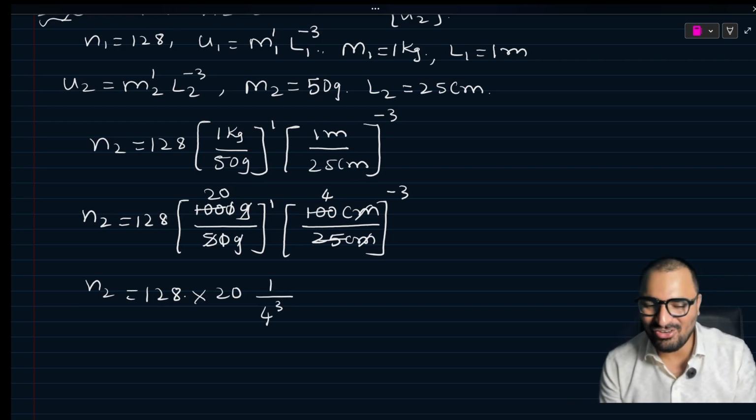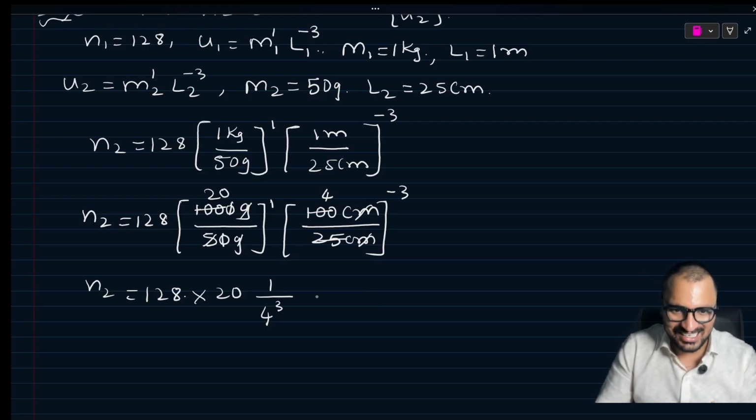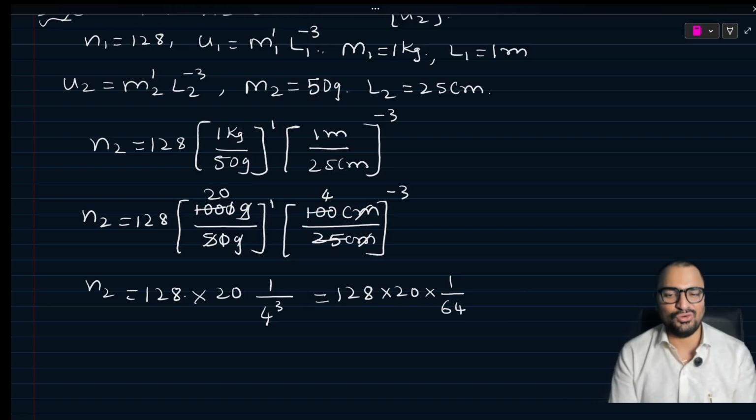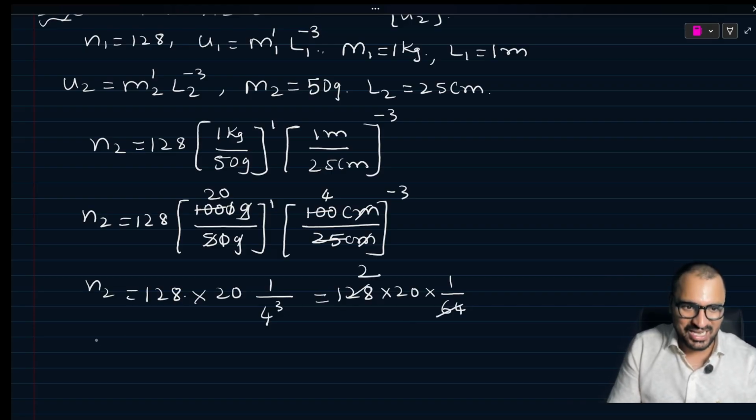What is the value of 4 cube? You know that. Yes, exactly, 64. 128 into 20, 1 by 64. 4 fours are 16, 16 fours are 64, and it can be 2 times. The value of N2 is equal to 40.